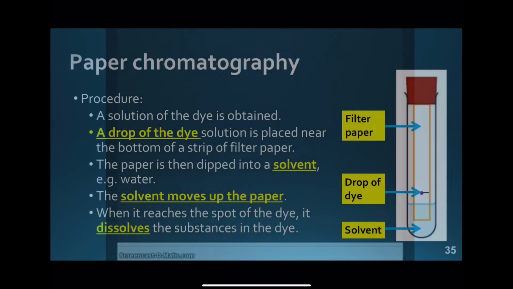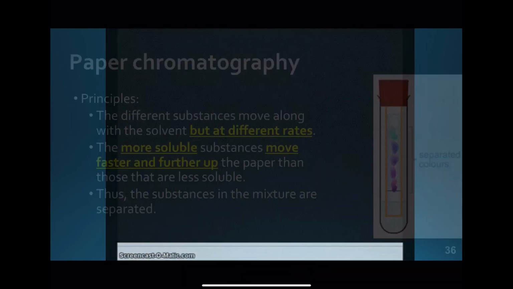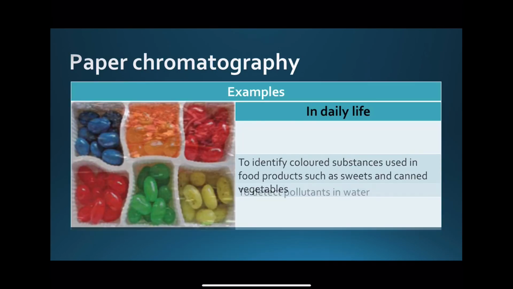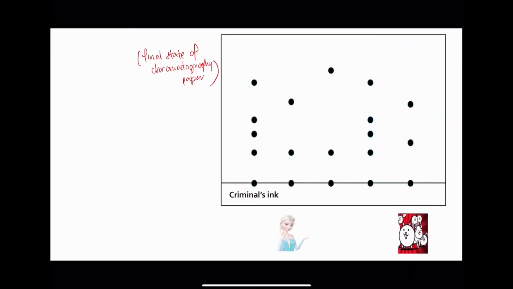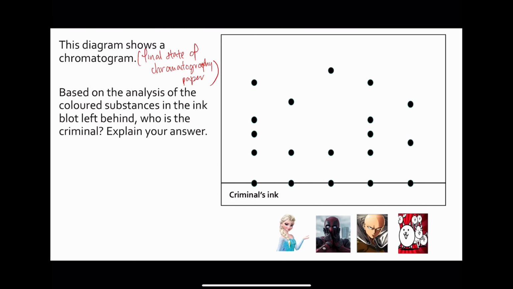So at the very start, what we have over here is called the filter paper, and our name for this is also the chromatography paper. Once the separation has finished, the product that we end up with, as shown over here, is what we call the chromatogram. Likewise, in this question, I'm trying to show you what happens after I use paper chromatography to separate out all the ink spots. This entire piece is what I call the chromatogram. So based on the analysis of the colored substances in the ink that's left behind, who do you think is the criminal? More importantly, you need to explain why you think that particular person is the criminal.